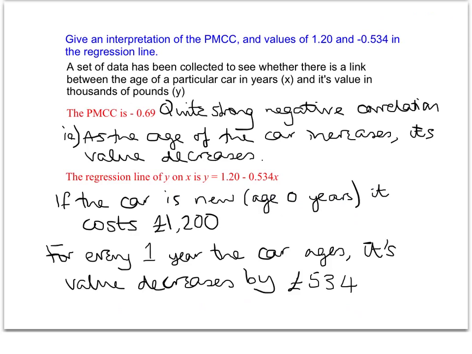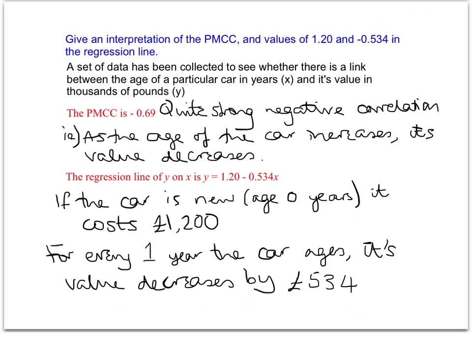So here's the answers. The PMCC is minus 0.69. That's quite strong because it's near minus 1, and it's obviously negative correlation because it's negative. But the words we want to write are, as the age of the car increases, its value decreases. That's the sentence we want. As this thing increases, this thing decreases. So the regression line is y equals 1.20 minus 0.534x.